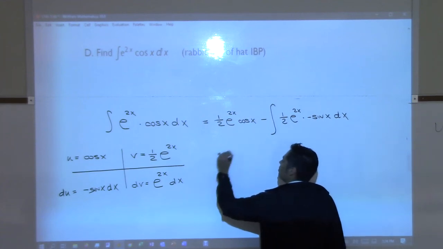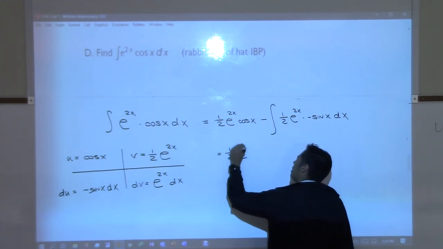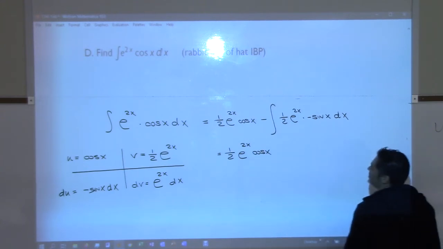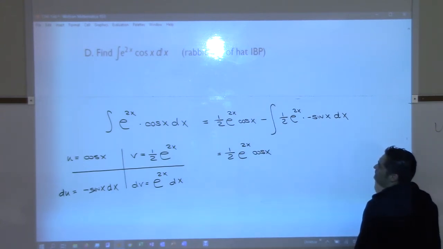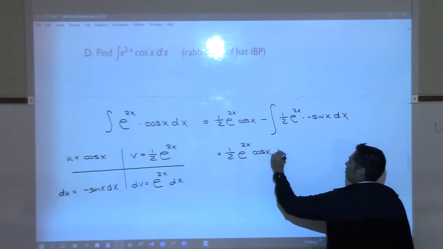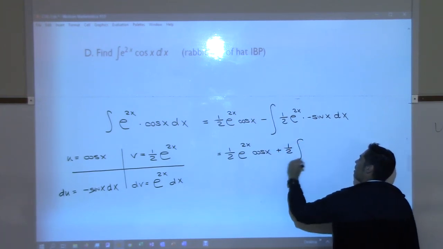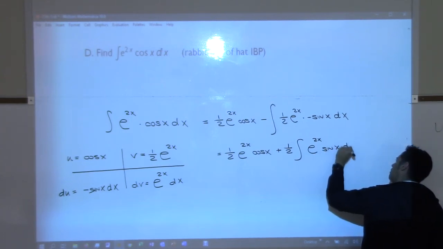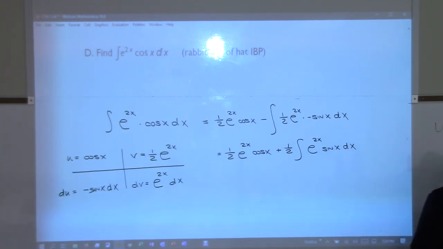So this is equal to 1/2 e to the 2x cosine x. And when I pull the constants out, I should get a plus, right? Yes. Plus a half integral e to the 2x sine x dx. All right.